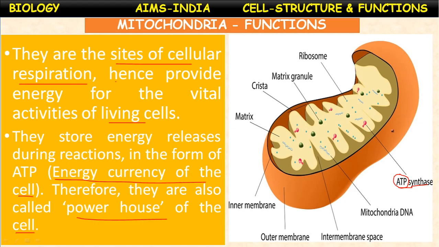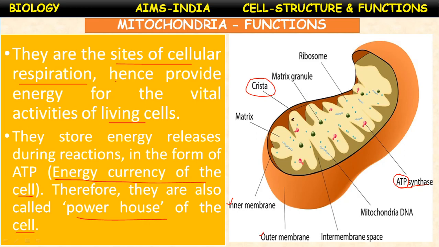Mitochondria is a double membrane structure present in the cytoplasm of the cell. The number of mitochondria varies from cell to cell. It varies from 100 to 150 depending upon the energy requirement. These are double membrane structures. The outer membrane is smooth and the inner membrane is rough and folded. These folds are called cristae.